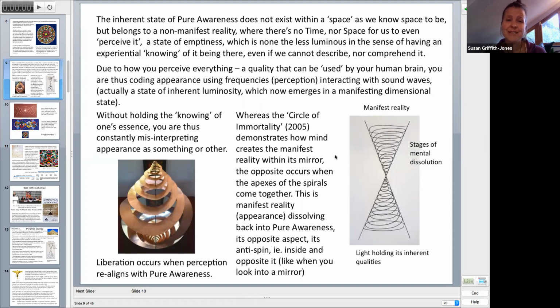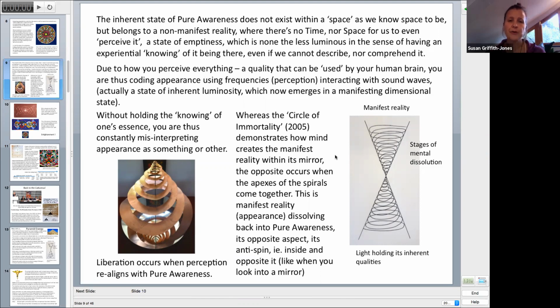This state, this pure awareness, is a state of emptiness, which is nonetheless luminous in the sense of having an experiential knowing about it. And even if we can't describe what it is, we can experience that quality of knowing, and that's about it. We can perceive that there is something.